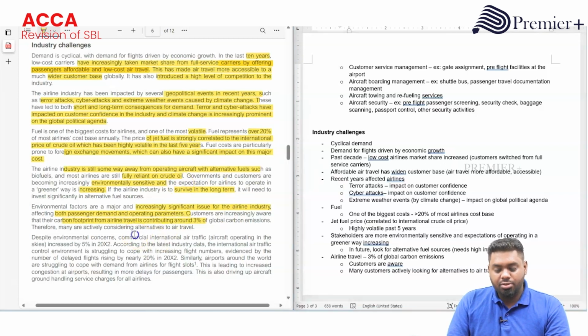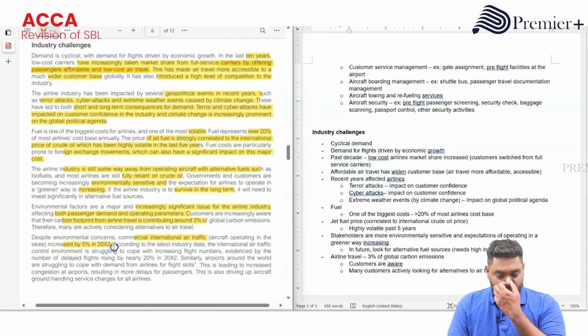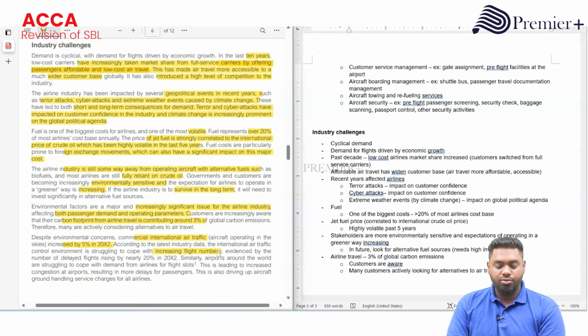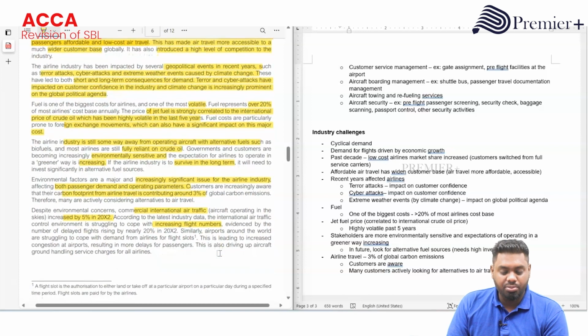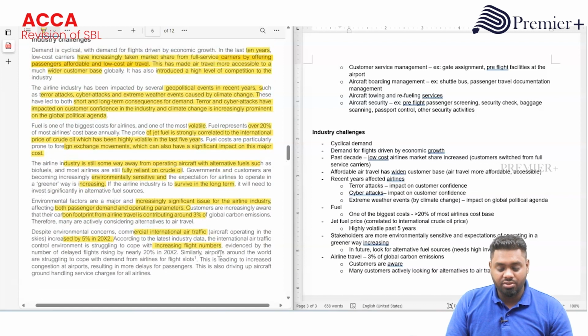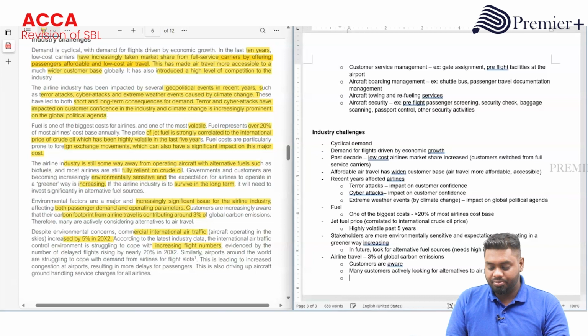Despite environmental concerns, commercial international air traffic, aircraft operating in the skies, increased by 5% in 2022. According to the latest industry data, the international air traffic control environment is struggling to cope with increasing flight numbers, evidenced by the number of delayed flights rising by nearly 20% in 2022. Similarly, airports around the world are struggling to cope with demand from airlines for flight slots. This is leading to increased congestion at airports, resulting in more delays for passengers. This is also driving up aircraft ground handling service charges for all airlines.